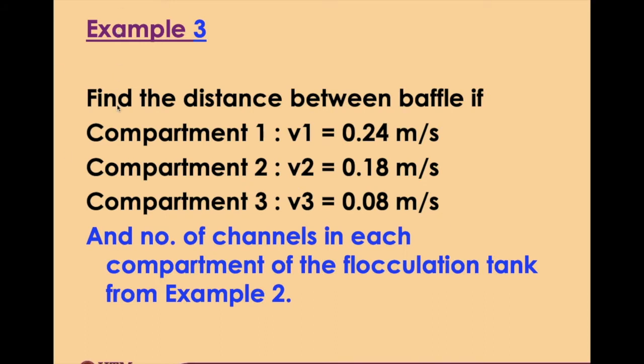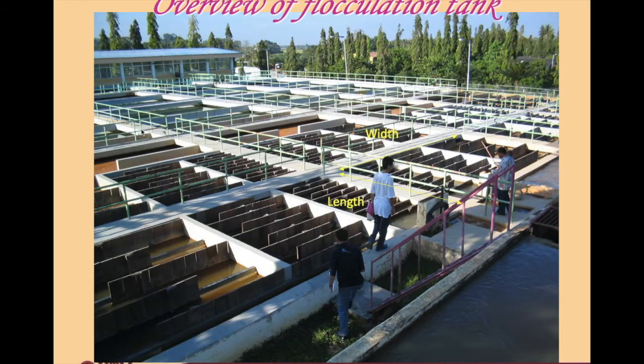I'd like to show you what we mean by different kinds of speed in the compartments. If we look at this diagram, this is a hydraulic flocculation tank. You can see one compartment here, then another compartment, and then another compartment. Can you see that the arrangement of baffles is very different from one compartment to another? For example, the first compartment may have, let's say, 10 baffles. That means you have a very narrow arrangement of baffles.